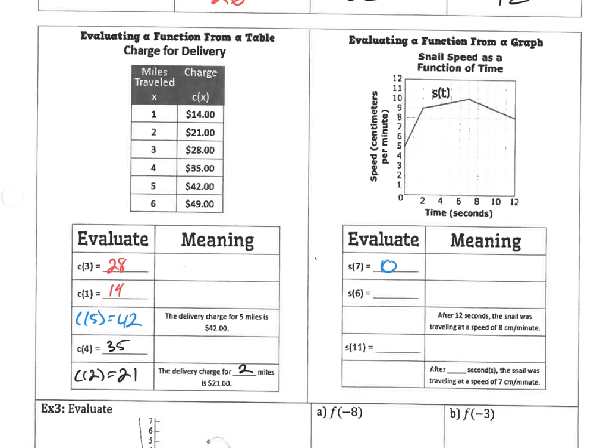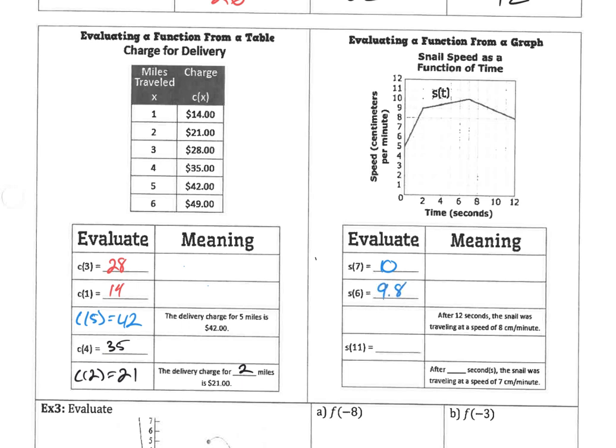Looking at that next notation, s of 6, similarly, we're going to go over to 6 on our x, or on our domain. We're going to go up, and this one's a little harder to estimate. It's between 9 and 10, so we have to do our best to guess what that is. And I'm going to say that's going to be about 9.7, maybe 9.8.